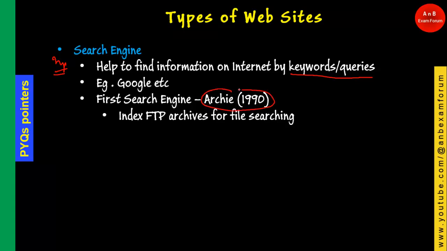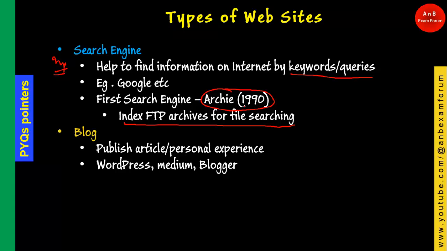Okay, Archie, sometimes it is said archive basically. Okay, so it is basically an index FTP archive for file searching. Okay, so it is basically archiving all the files which are being searched. Okay, so it gives you an index so that you can refer to those archives. Okay, so the first search engine is Archie in 1990.